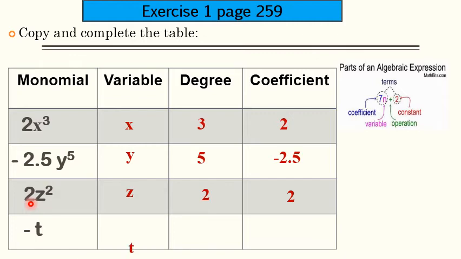Now, minus t, the variable is t. Its degree is, we know that t is the same as t to the power 1. It's not to the power 0, since every letter to the power 0 gives us 1. It's t to the power 1, so it's of first degree. What's the coefficient? It's multiplied by minus 1, and as I told you in the explanation, I cannot say it's minus 1t, since any number multiplied by 1 remains the same, so I can write it directly minus t, and the coefficient here is minus 1.